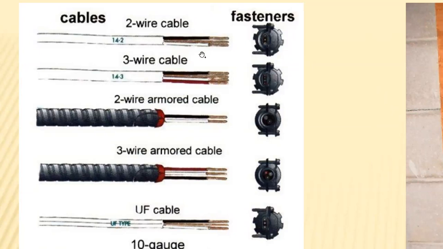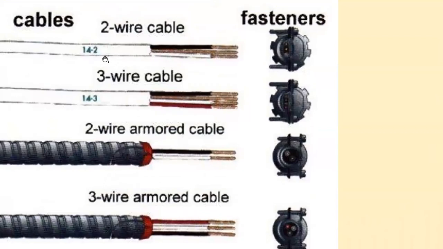Okay, now let's analyze, what do we see here? The 14 stands for the gauge, so it's gauge 14. That specifies the thickness of the cable. Now, here's the 2. It is how many wires we have in that cable. But is there something wrong? Is this a mistake? No, it's not a mistake. How many wires do we have in this cable? Well, it says that we have 2. But let's see, 1, 2, 3. What's going on here?